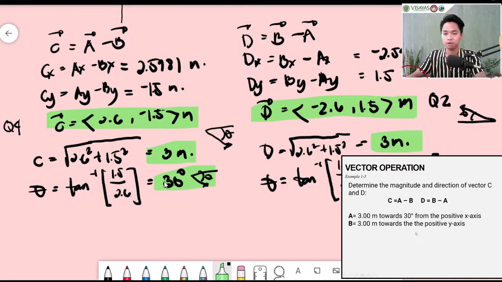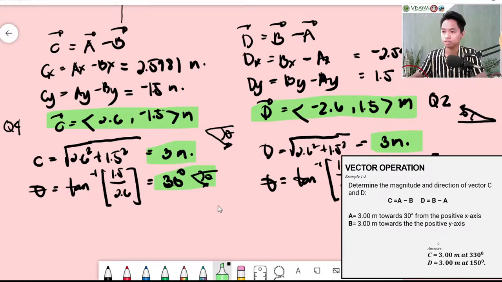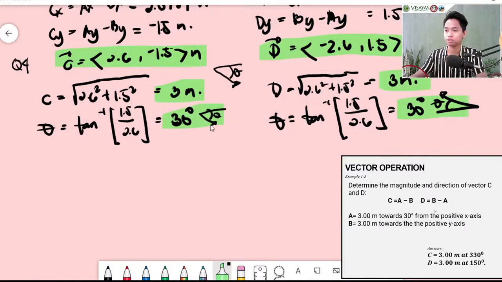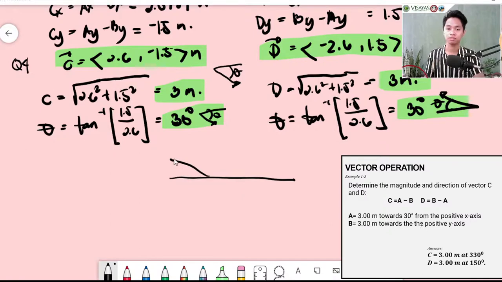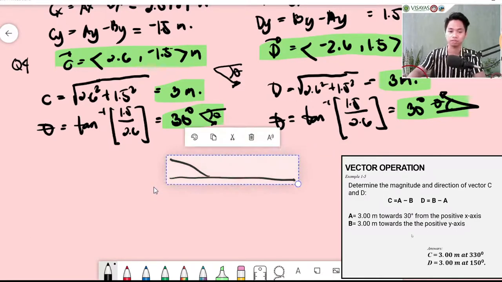So, let's check if our answers are correct. So, we have 3 at 330. So, 330 kay, that is in quadrant 4. So, therefore, if that is 360, di ba? From the positive x clockwise, so that would be 330. Ano, kuha mo na siya. Alright? Okay, 360 minus 30 degrees ni siya, so therefore that would be 330. Dire, that would be, if this is 180 minus 30, that would be 150. Alright? So therefore our D is correct. That's 150 degrees from the positive x-axis counterclockwise, sorry. That's counterclockwise since positive angle.